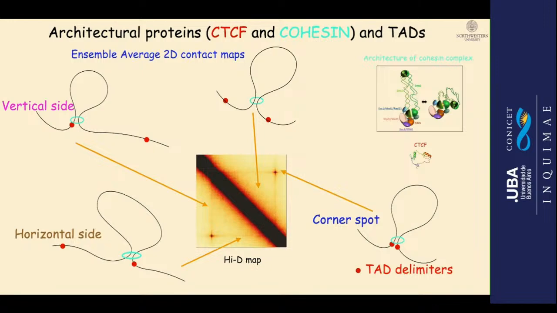Conversely, when cohesin halts first on the internal side and continues extruding on the opposite side until it reaches a distal CTCF site, the map displays a vertical stripe reflecting upstream contact enrichment.